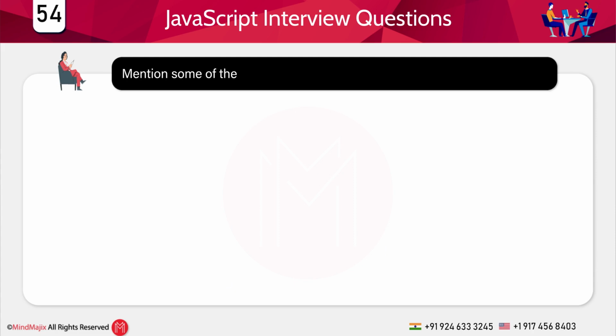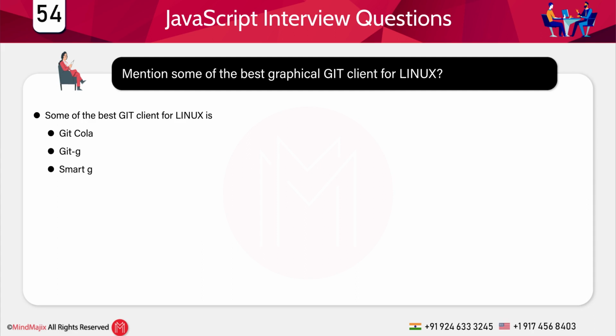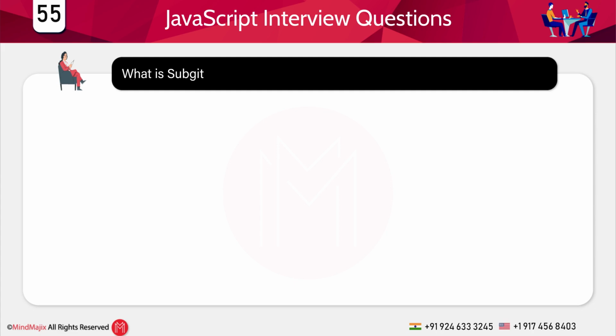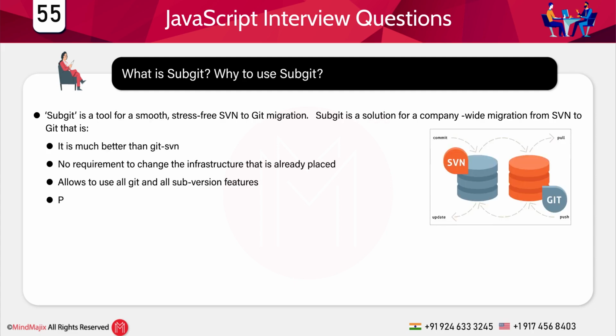Mention some of the best graphical Git clients for Linux. Git G, Git Cola, Giggle, Git GUI. What is SubGit? Why use SubGit? SubGit is a tool for smooth, stress-free SVN to Git migrations. SubGit is a solution for company-wide migrations from SVN to Git.